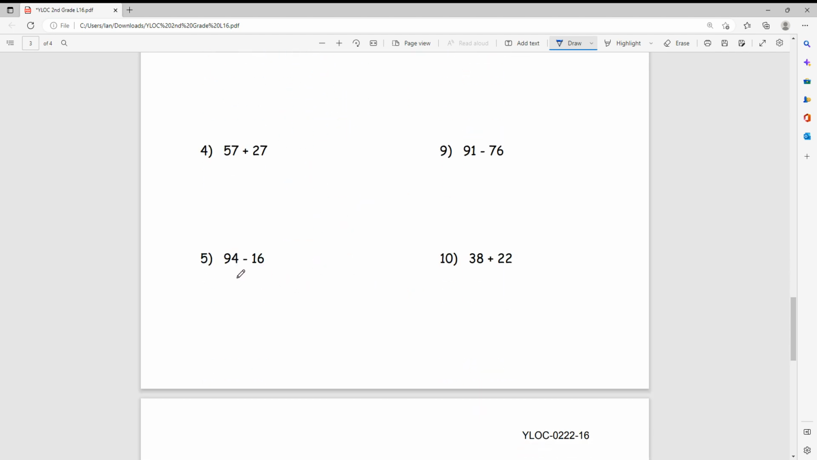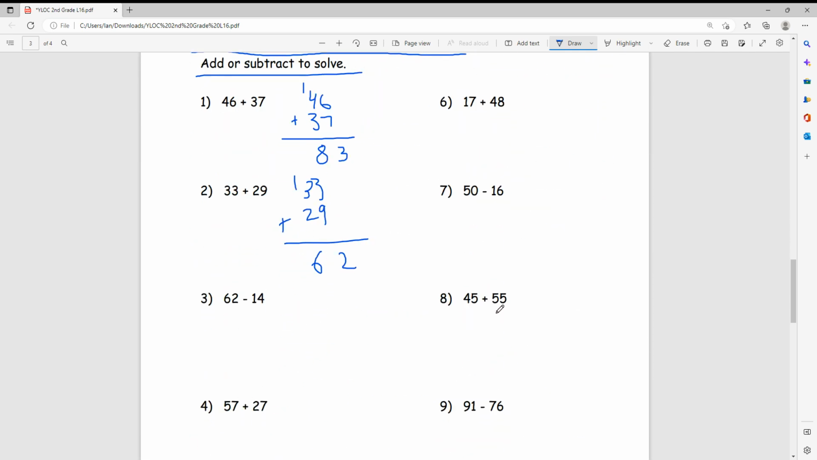Let's do number 5 here. 94 minus 16. Right? So we're not adding this time. So we subtract this by 1 to make it 8 because 4 can't go to 16. Make this 14. So now it's 14 minus 6, which is 8. All right, and then 8 minus 1 equals 7. So our answer is 78.